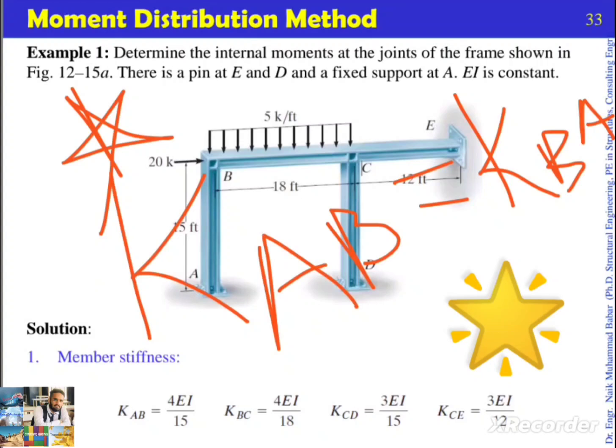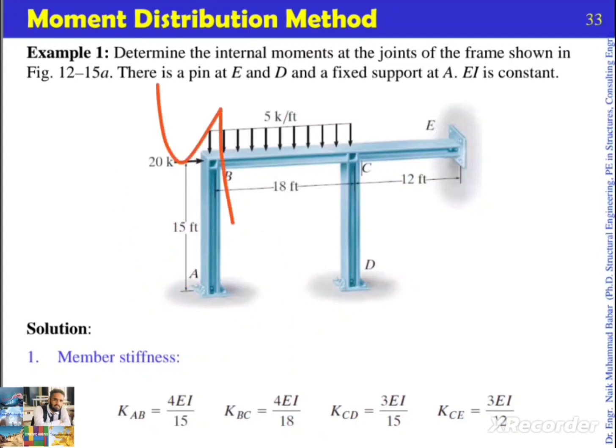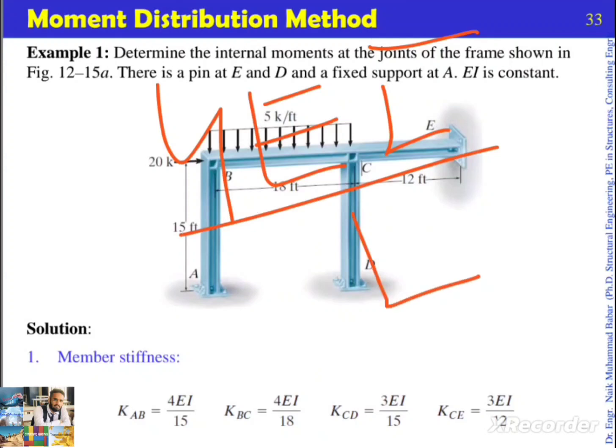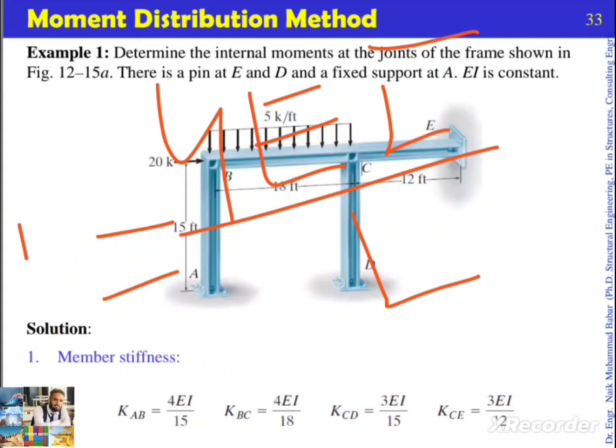Since at point A there is a fixed support, we still find the stiffness of AB. KAB will be equal to KBA, since this is a single member having the same length. So we will use the flexure stiffness formula, which is 4EI by L. E is the elastic modulus, I is the moment of inertia, and L is the length of the AB span. By putting the value of L as 15, we will get 4EI by 15.